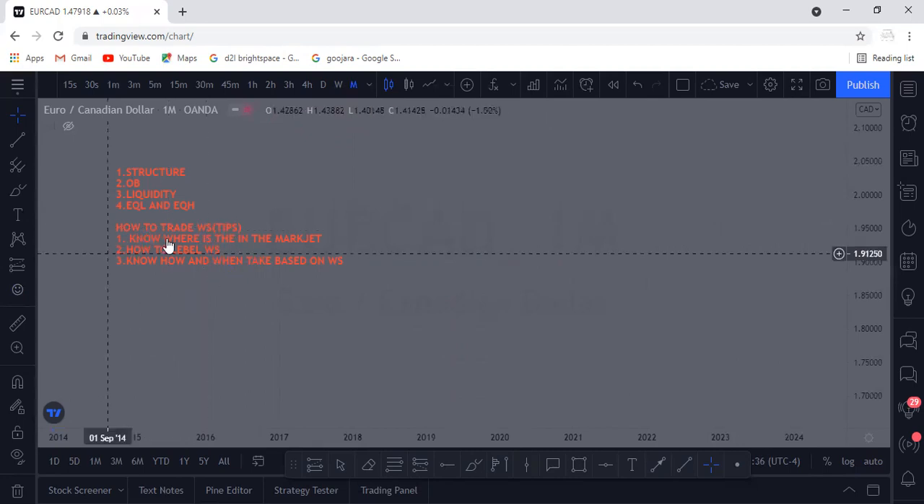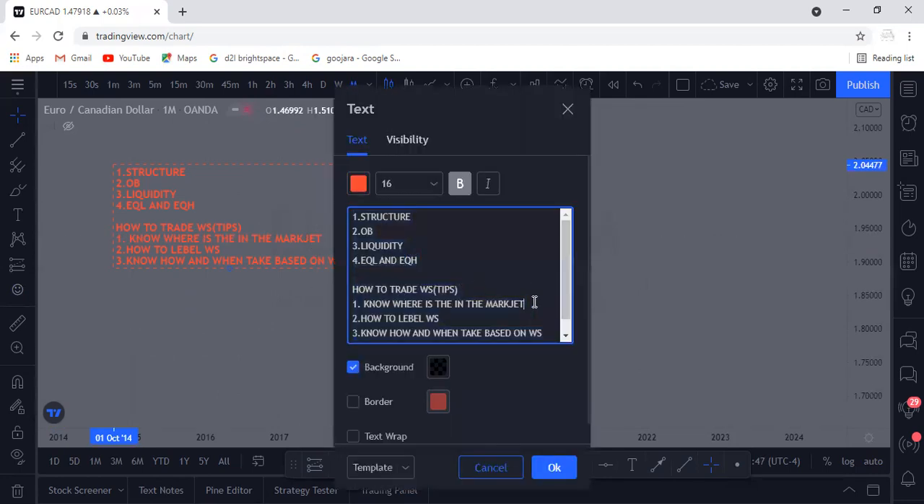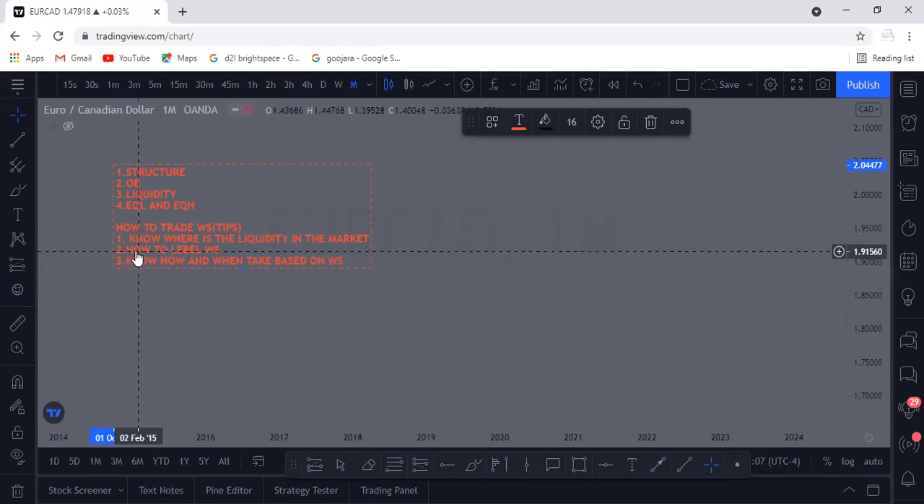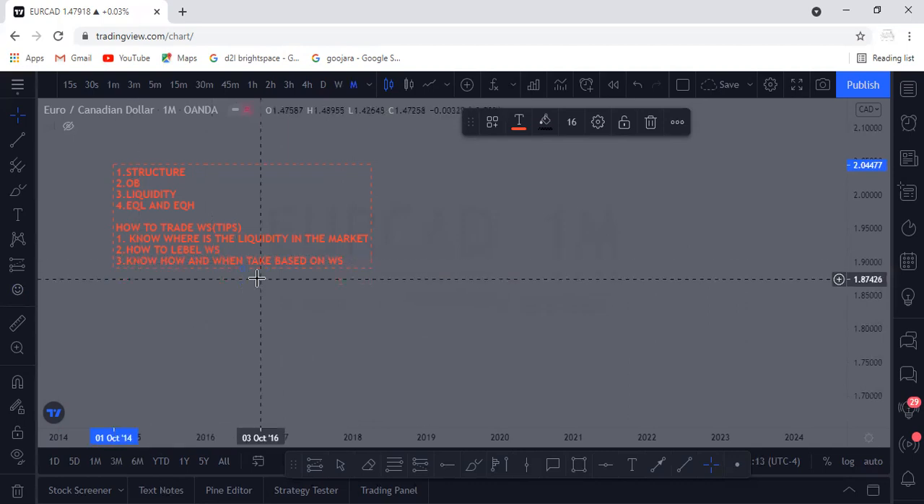These are the tips. Know where is the market trending. I wanted to say, where is the liquidity in the market? That's what I was trying to say. Number one, know where is the liquidity in the market. Number two, how to label the Wyckoff schematic. Number three, which is the final point, know how and when to take trades based on Wyckoff schematic.